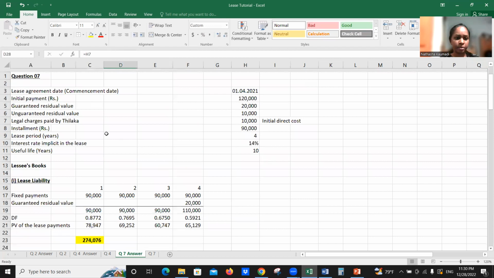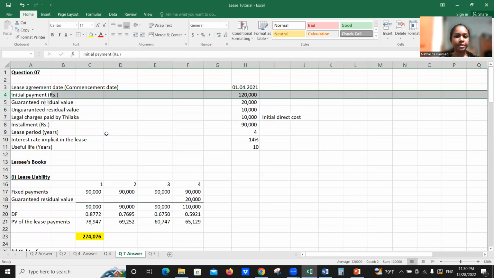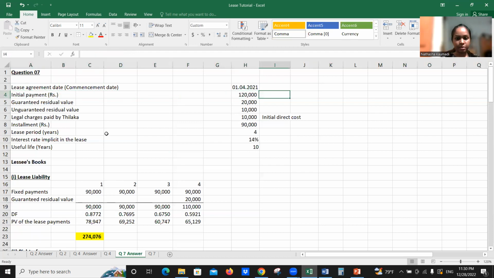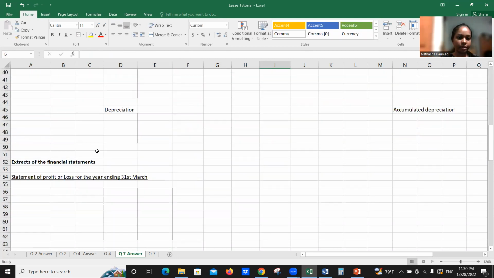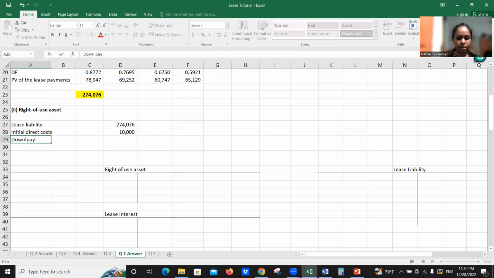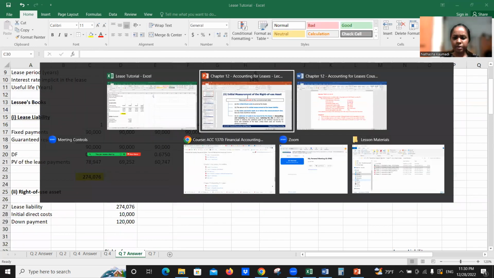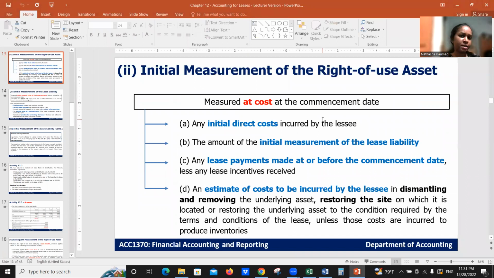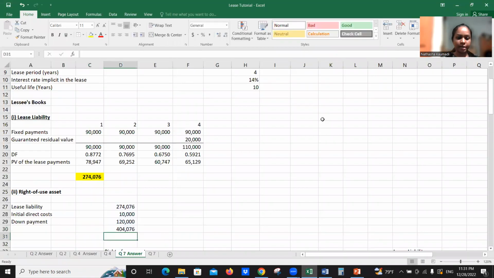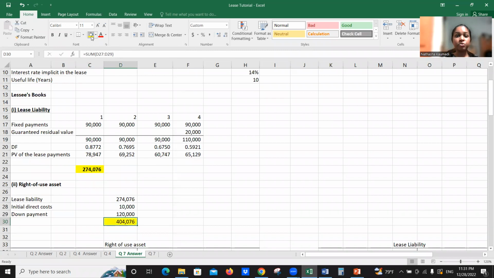Do we have lease payments made at or before the commencement date? We call them down payments. Do we have down payments? Yes, the initial payment, that means down payment. So you need to consider these as well. Down payment 120,000. Do we have the dismantling cost, removing and restoring the site? No, not given in this question. If you have those, you need to take the present value. In this one, we are taking the total. Total is 404,076. This is the right of use asset.